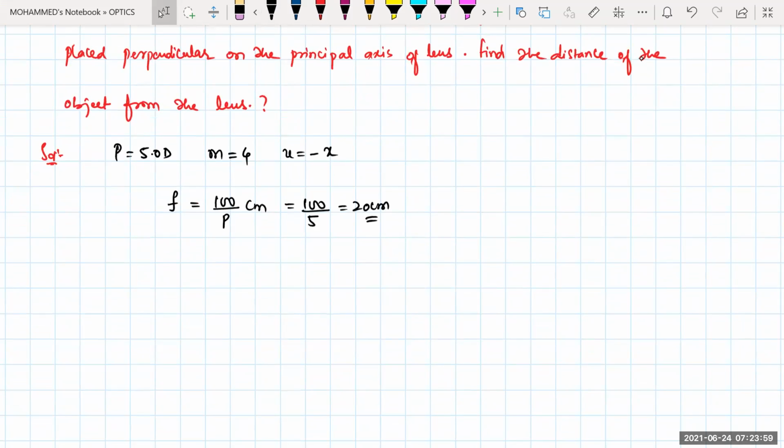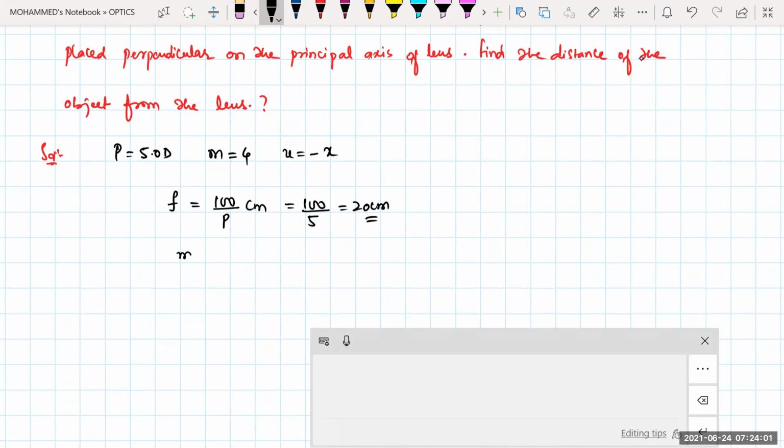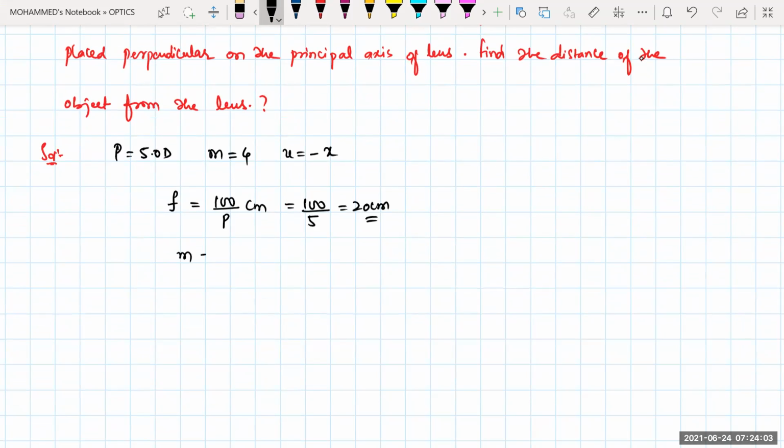Now the magnification formula for the lens: M is equal to V by U. The M value is 4, and the U value is minus x. So V is equal to minus 4x.